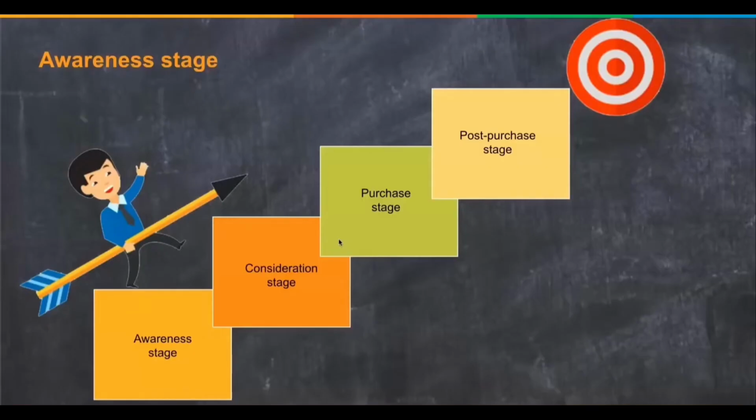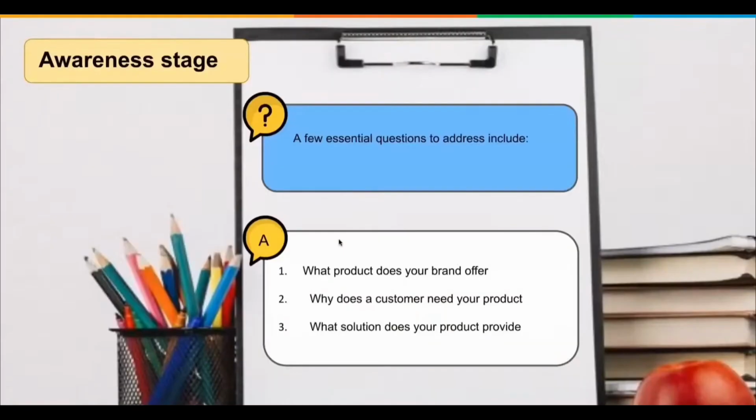The first one is the awareness stage. We need to get our customers aware of what we're selling or promoting. The awareness stage is really: what product does your brand offer? That's a question we want to get out there and answer. Why does a customer need your product? That's a question we want to answer with digital marketing. And what solution does your product provide? That's an answer we want to make sure people understand.